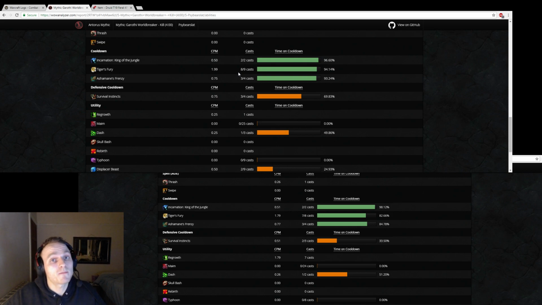So sometimes that can mean holding on to Tiger's Fury for 10 seconds, 15 seconds, maybe even 20 seconds. If it means you can align it with the rest of your cooldowns, it's imperative that you do that. So that's why here, even being an 8 of 9 cast, 7 out of 8 cast, that is totally fine. You probably played it the best that you could in terms of aligning your cooldowns there. So that's good. Again, Ashamane's Frenzy, 3 out of 4 casts.